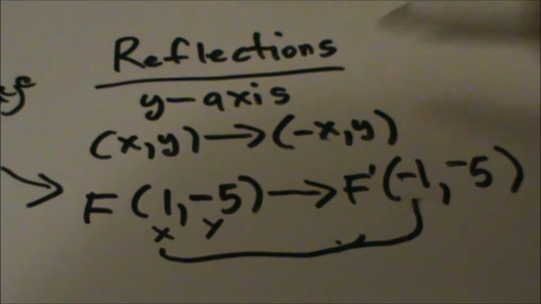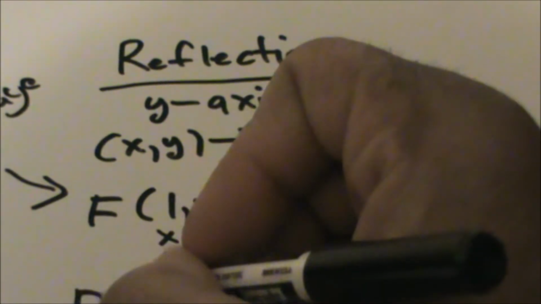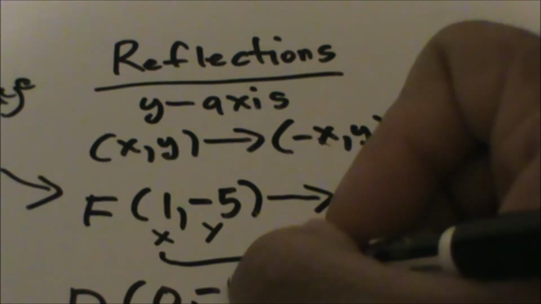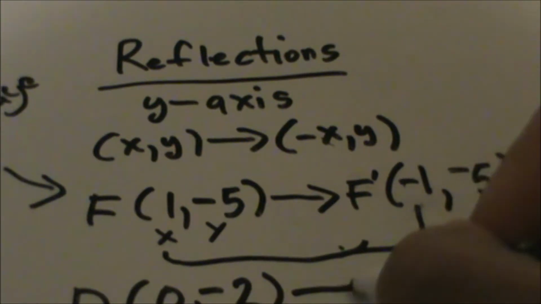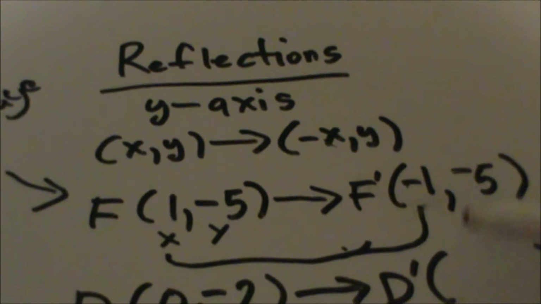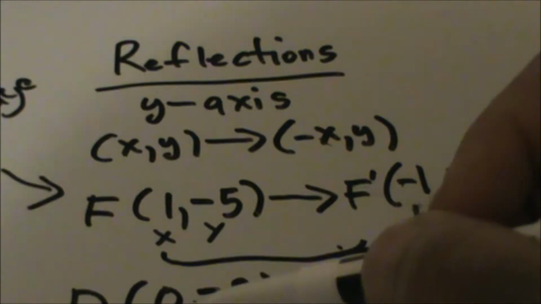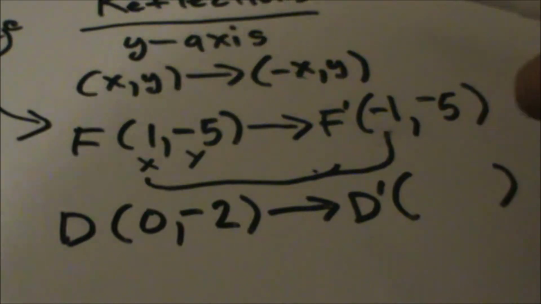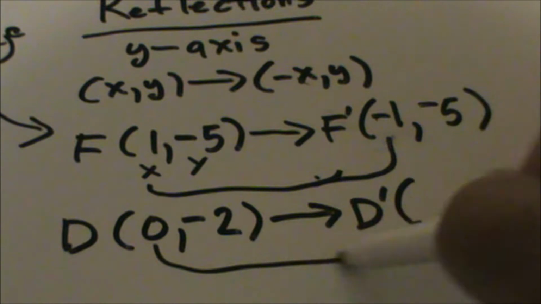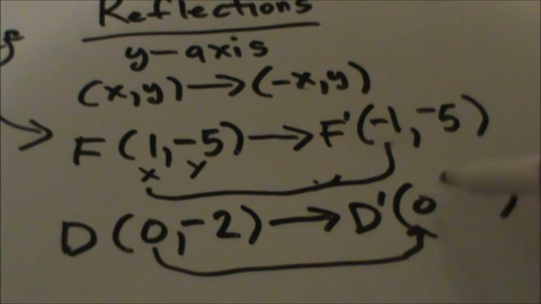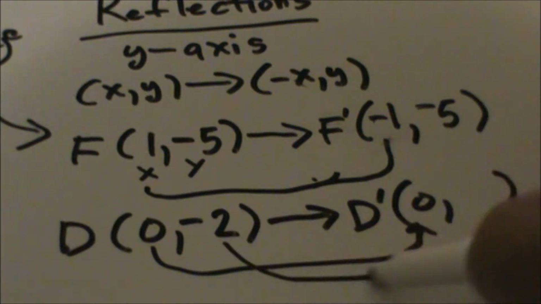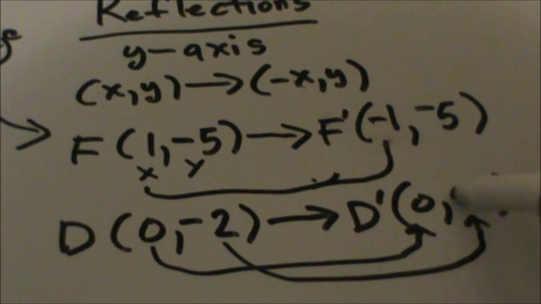Let's do D, 0, negative 2. D prime. Since x is 0, it doesn't matter. 0, even with a negative, will still give you 0. And then your existing y stays the same, negative 2.